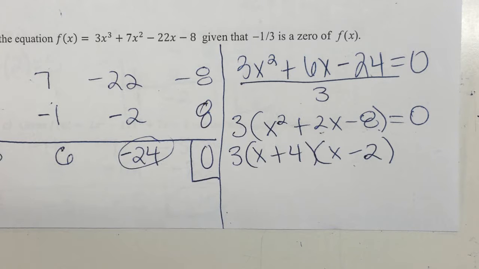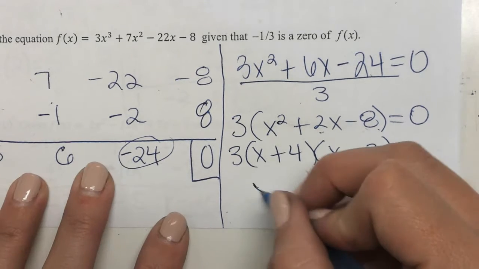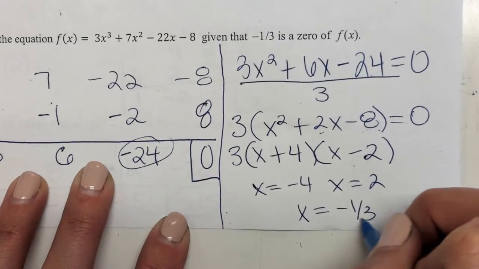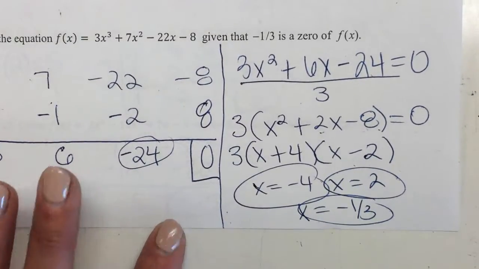So tell me all of my zeros. Go ahead. x equals negative 4, x equals 2, and x equals negative 1/3. Yes. Easy peasy.